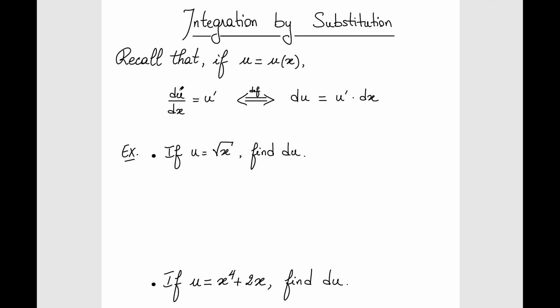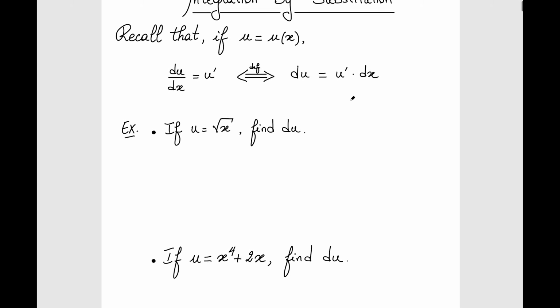recall the following. If you have a function u, a function of x, which is differentiable, then du over dx is equal to u prime. This is what it means. And by definition, we define the differential of u to be u prime times dx. We think about it as cross multiplying. So du is equal to u prime times dx.